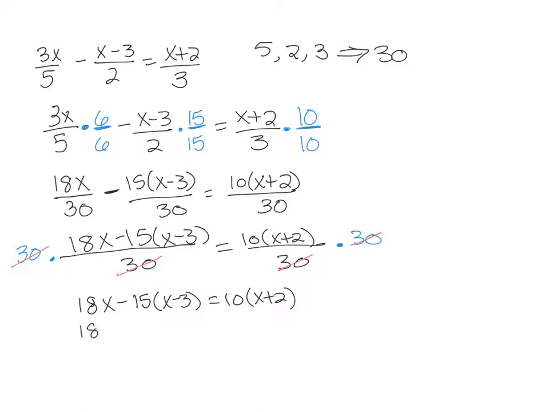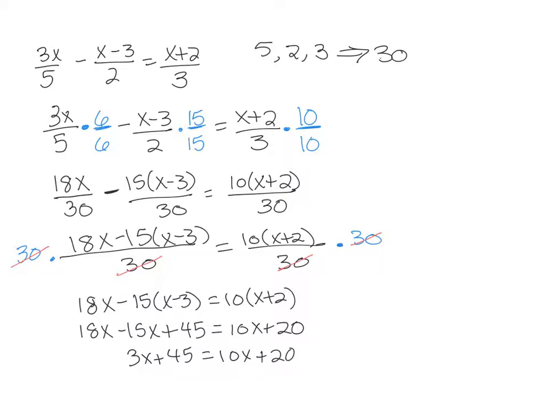So, simplifying by distributing the minus 15. Minus times a minus is a plus. 3 times 15 is 45. Distribute my 10. On the left-hand side, I have to combine like terms. I get 3x plus 45 equals 10x plus 20.